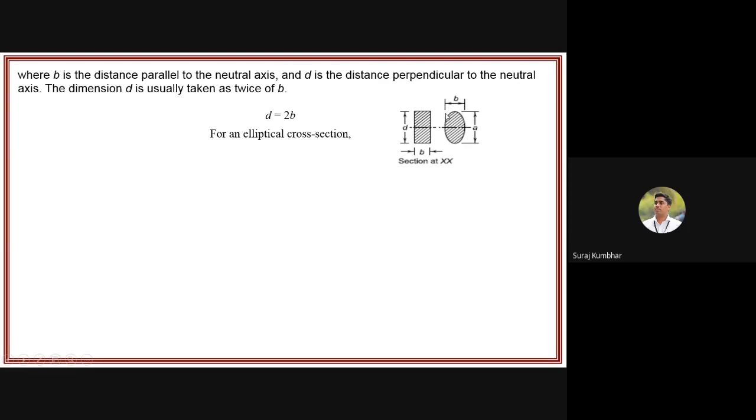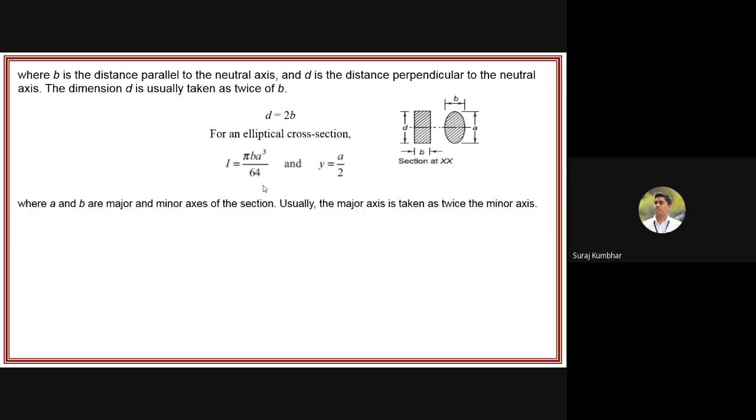I is equal to pi into b into a cube by 64, where Y is equal to A by 2. The outermost fiber from the neutral axis is Y, and since the whole distance is A, Y is equal to A by 2. All of you please note down these formulas because they are required to solve the problems. Once you remember the design procedure carefully, you can remember the formulas very easily. Here A and B are the major and minor axes.